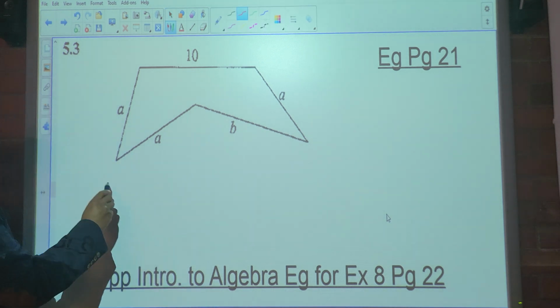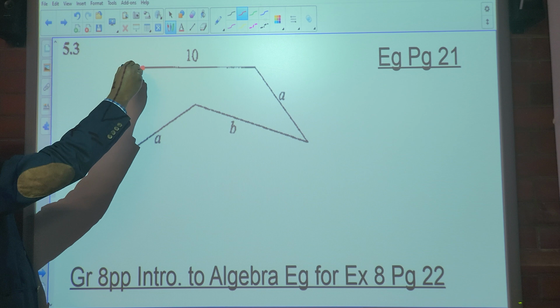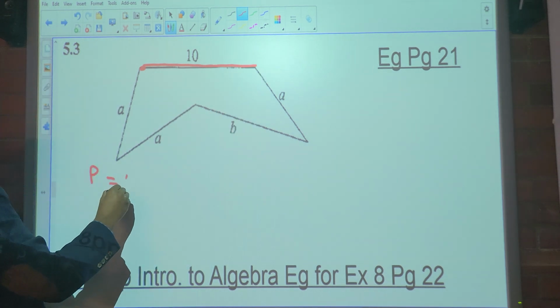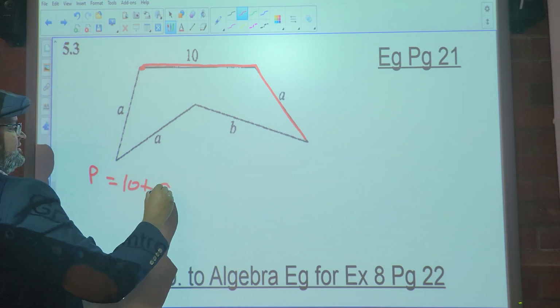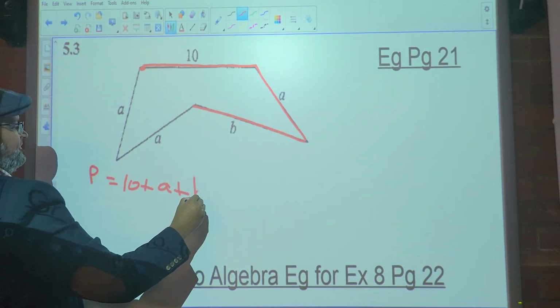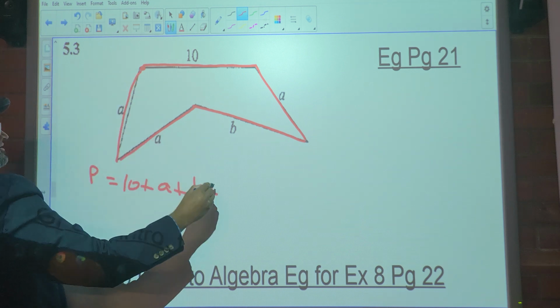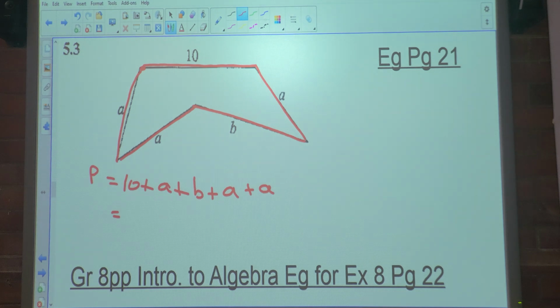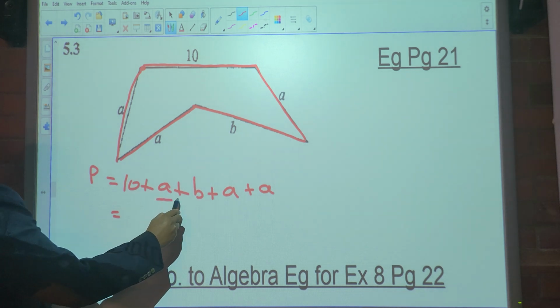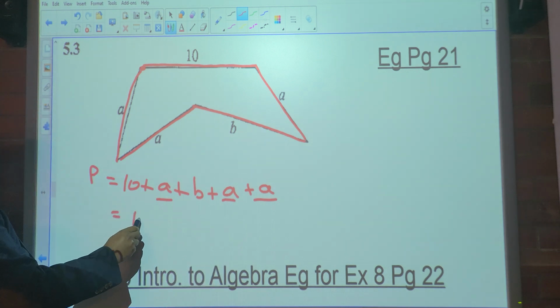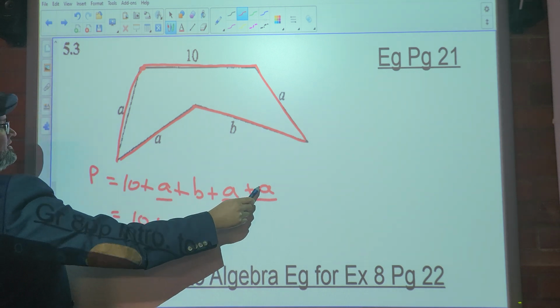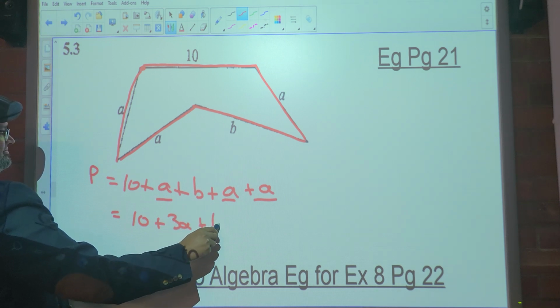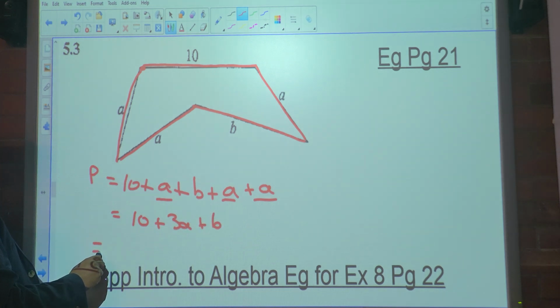Right, here we go. Listen. Perimeter. Let's start here, not so? They give you 10 plus A plus B. Like that, not so? So it's simply going to be 10 plus. What's A plus A plus A? Which is? Unlike terms, so it can't be simplified.